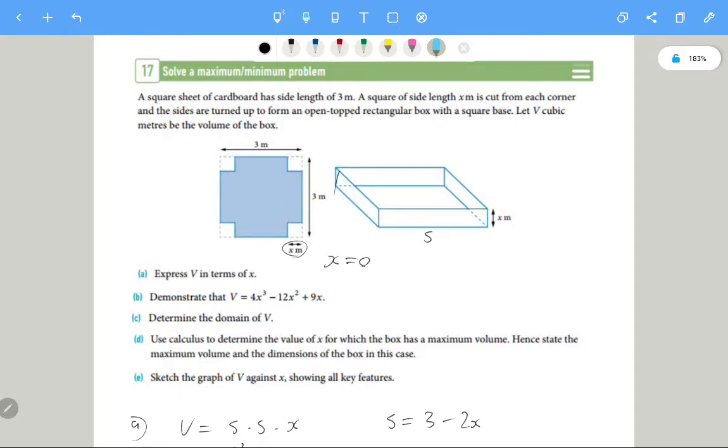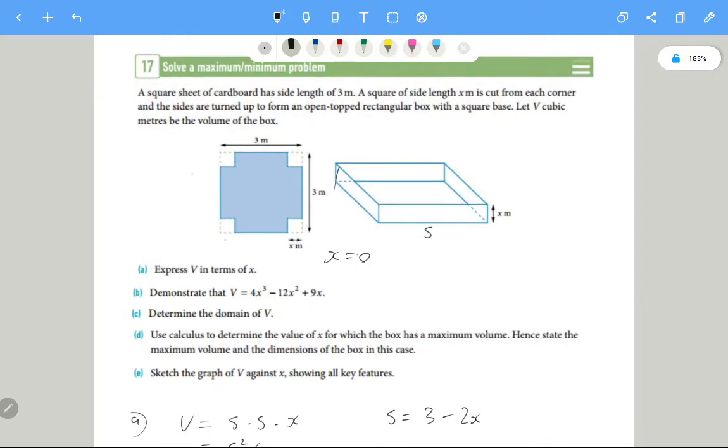Now let's imagine the other one, where x gets really, really big. Well, at a certain point, as x gets bigger on this side, x is also going to get bigger on that side. So what's the eventual stopping point? The eventual stopping point is when these two cuts actually meet and we cut out the entire shape, because each of the cuts get too big. How big is that? Well, we've got 3 meters and we're dividing it into 2, so 1.5. x equals 1.5 is going to be our upper bound.